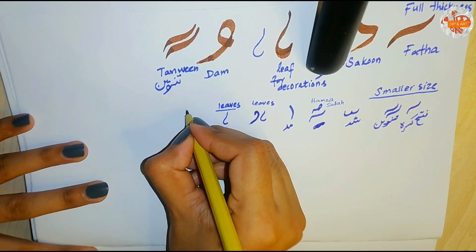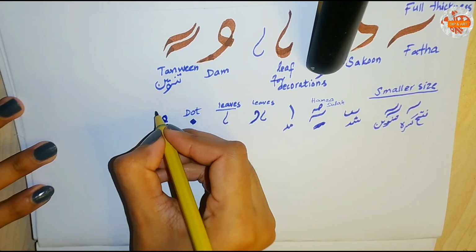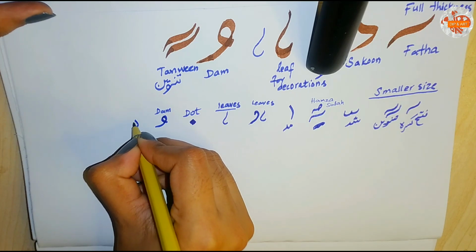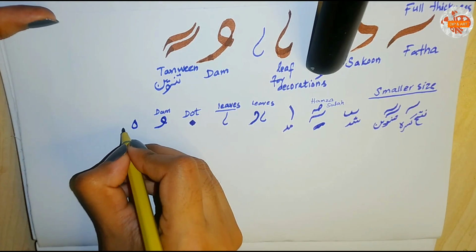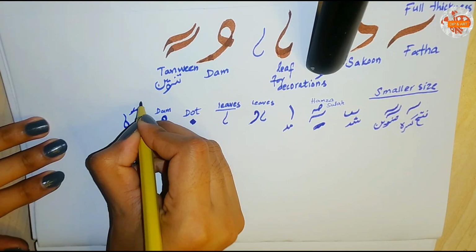More importantly, in Diwani Jali we cover up the space with the dots. And then a dam, and then here is a sukoon, which is just like a droplet of water. It looks like a droplet of water.